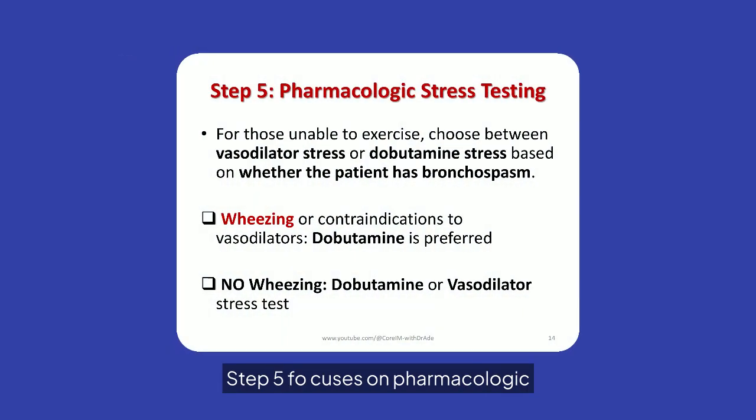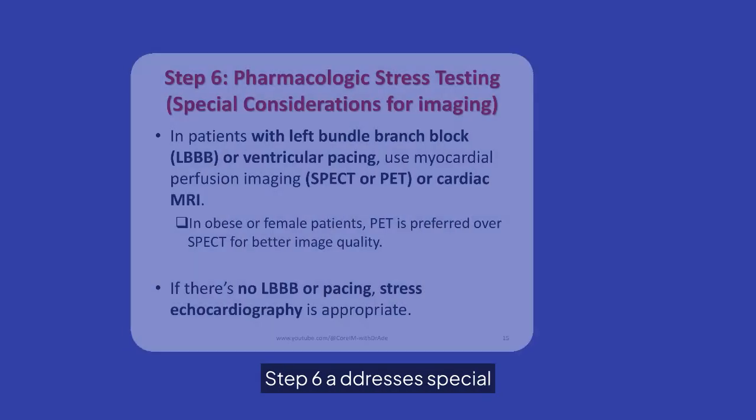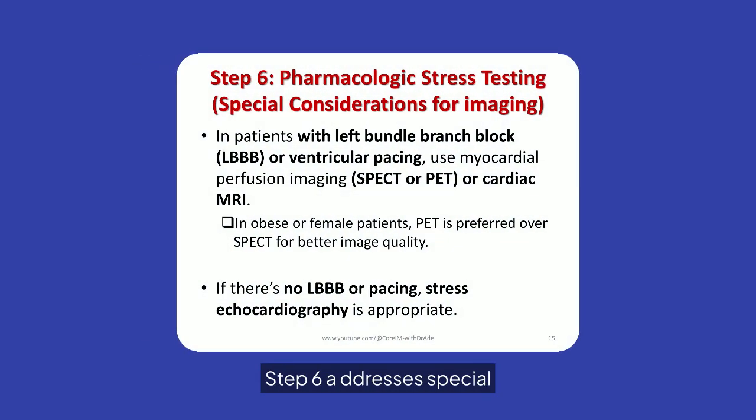Step 5 focuses on pharmacologic stress testing for those unable to exercise. The choice between vasodilator and dobutamine stress depends on the presence of bronchospasm, ensuring the test is safe and effective. Step 6 addresses special imaging considerations for patients with left bundle branch block or ventricular pacing. Myocardial perfusion imaging or cardiac MRI is preferred, with PET offering superior image quality in certain cases.